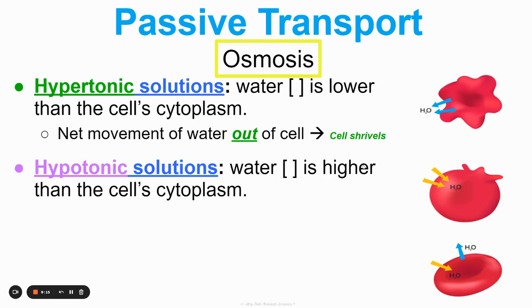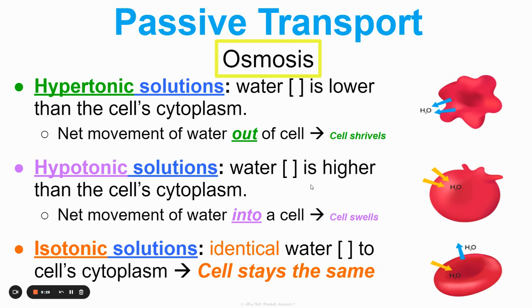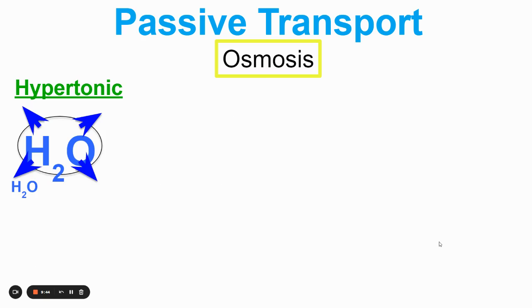If the cell is put into a solution where there's more water outside, in other words, all the stuff is on the inside of the cell, water is going to want to go where the party is, and the water is going to move into the cell, and the cell will swell up, or in some cases, it can even burst. In an isotonic solution, it just means that the water concentration is equal on either side of that membrane. So inside and outside the cell are the same.